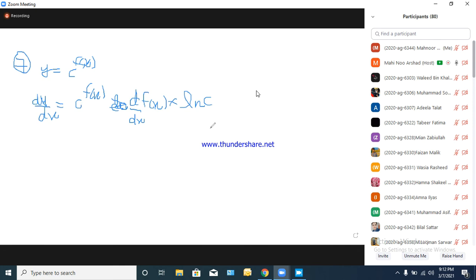In conversion of derivative, there will be three functions. There will be three upcoming functions.